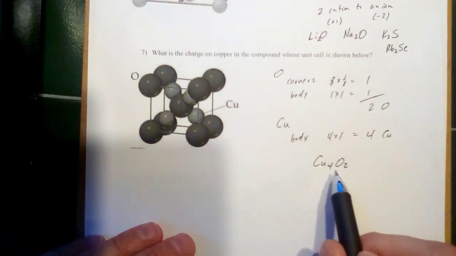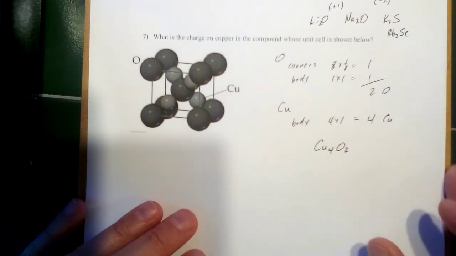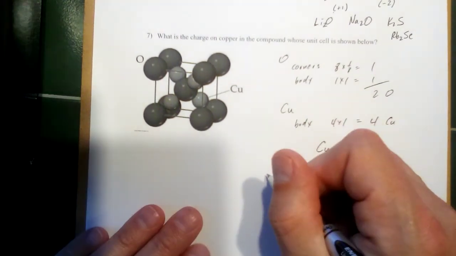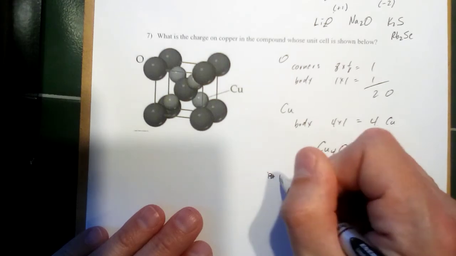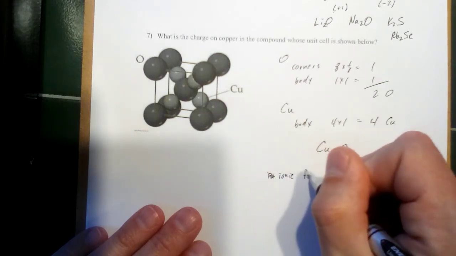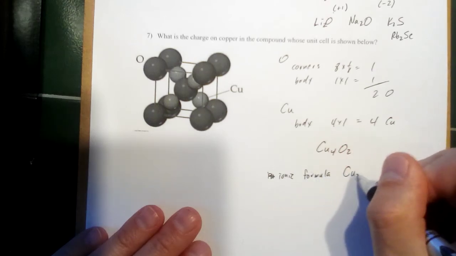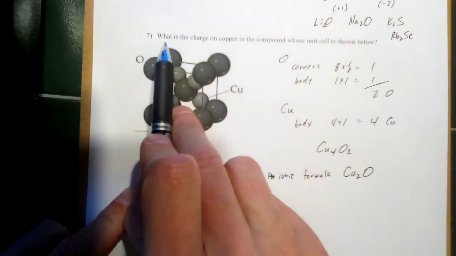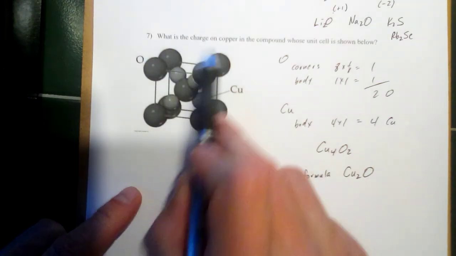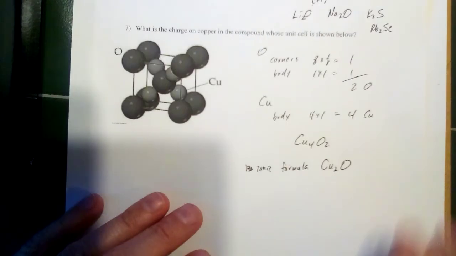Now, that's not the right way to write an ionic formula. That's not the simplest whole number ratio of the pieces. So the ionic formula, if I could spell it, we would want to reduce those coefficients. So the ionic formula would be 2 coppers, 1 oxygen. Now, what the problem actually asks is, what is the charge on copper? Right? You could figure that out either from the formula of the unit cell or from the ionic formula.